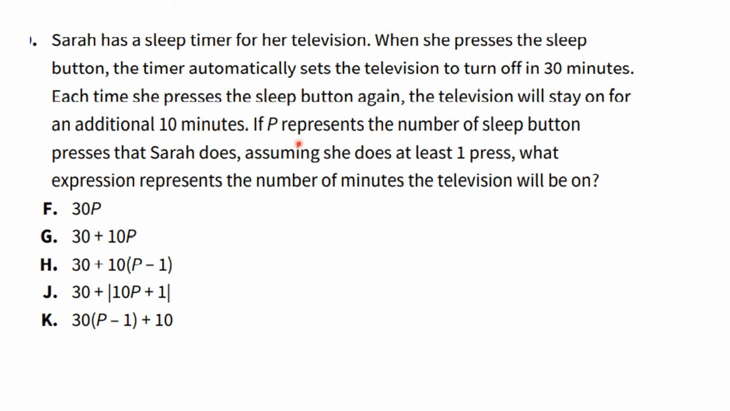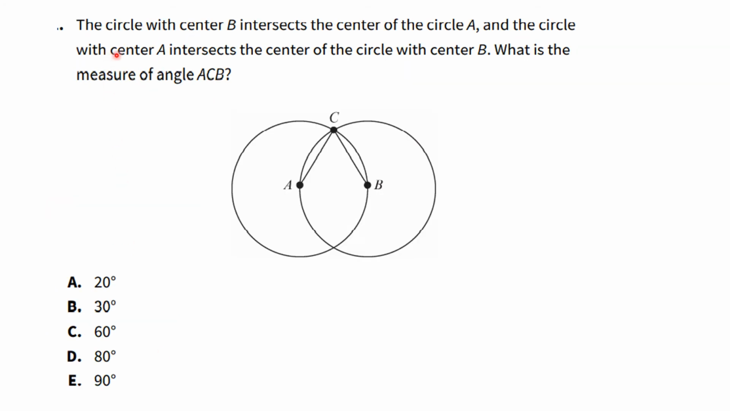At least she will press one, so anyways, the 30 minutes are there. So 30, okay? Plus 10 times P. If she presses one more, it would stay for 40 minutes. If she presses 2 times, it would be 10 times 2, which is 20, so it would stay for 50 minutes, and so on. So I think this is the best answer for this situation: 30 plus 10P.